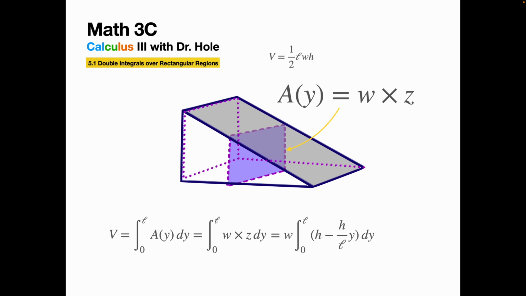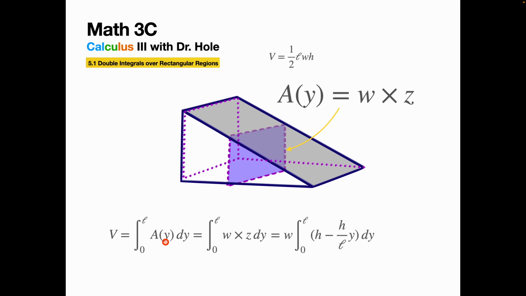We know by the slicing method that we can recover the volume if we add up all of those areas, and this is a continuous addition, in other words, integration, and you want to do that for y's going from 0 out to L.